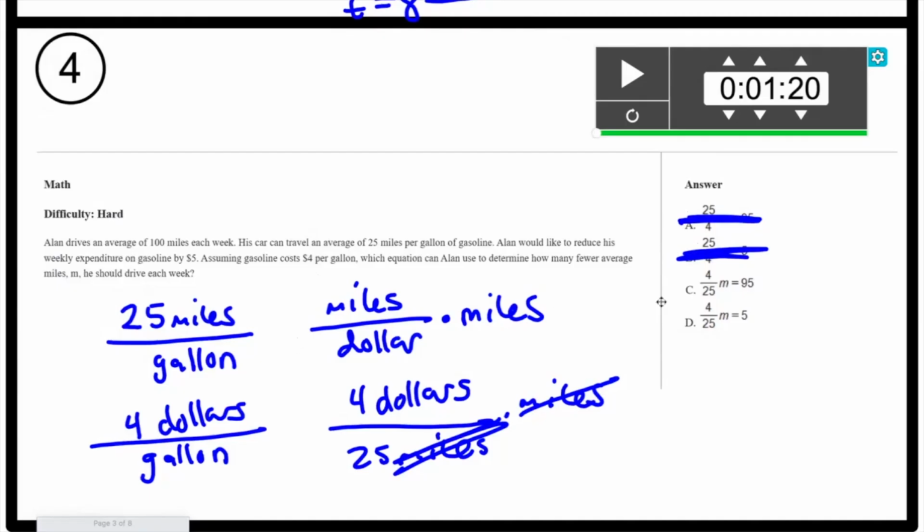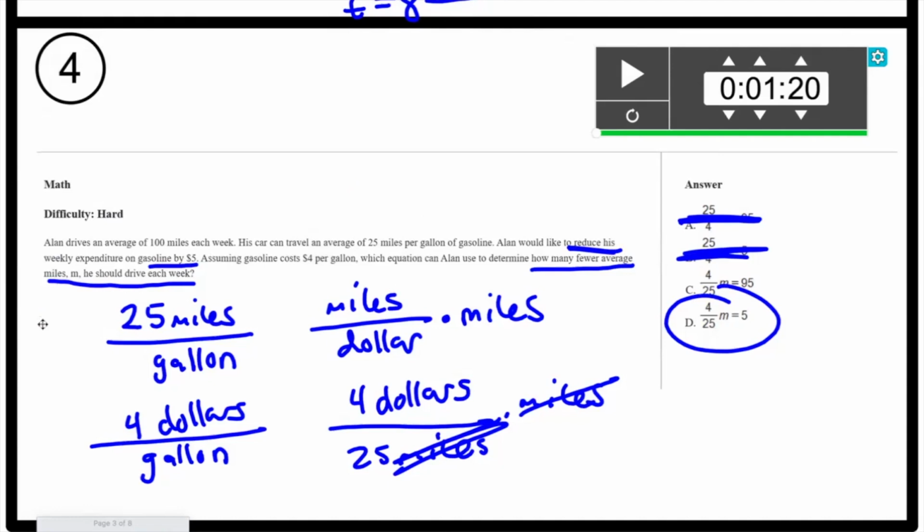And then what is left after doing that? The question said to use to determine how many fewer average miles. Well, he wanted to reduce his expenditure by $5. So we needed to equal 5 because it's like he's reducing it by 5. So if we put a 5 here, then that M will give us how many miles fewer he needs. We're not looking for how many miles, we're looking for how many miles he has to take away from what he was doing. So it would make sense to use the 5 because that's what he's reducing his money by.